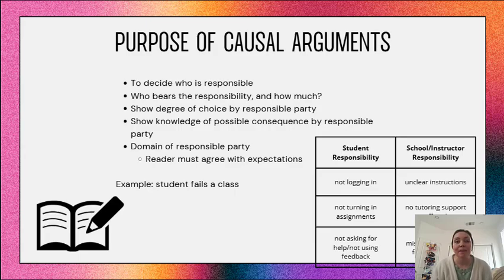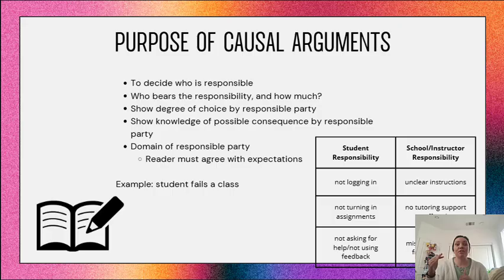So whoever you're blaming, right? You need to prove that they knew that there were consequences to their actions, right? And so then there's this thing called the domain of the responsible party. And this is where your reader or your readers have to agree with the expectations of whoever you're arguing is responsible, whoever caused this. So let's use this example of a student failing a class, right? And you're trying to examine and analyze, is it the student's fault or is it the institution's fault? Is it the instructor's fault?